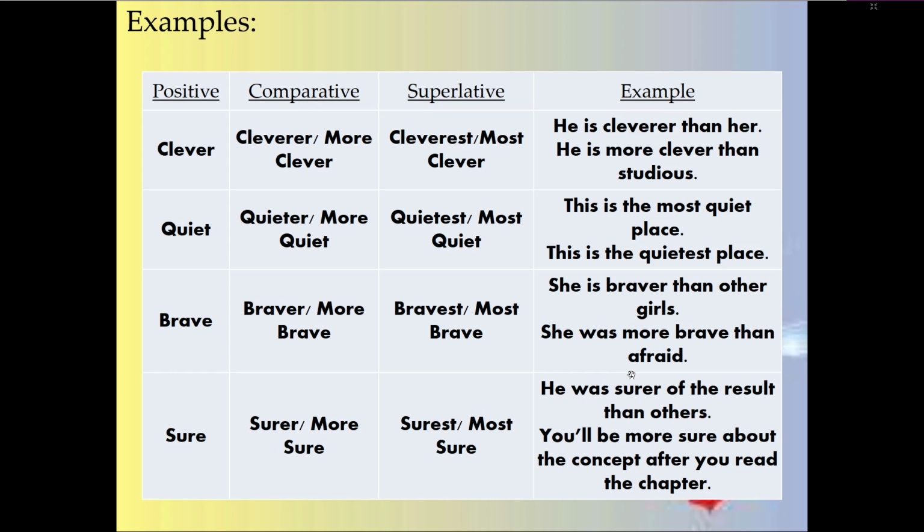Brave, braver, bravest, or brave, more brave, most brave. She is braver than other girls. She was more brave than afraid. Sure, surer, surest, and other uses: sure, more sure, most sure. He was surer of the result than others. You will be more sure about the concept after you read the chapter.